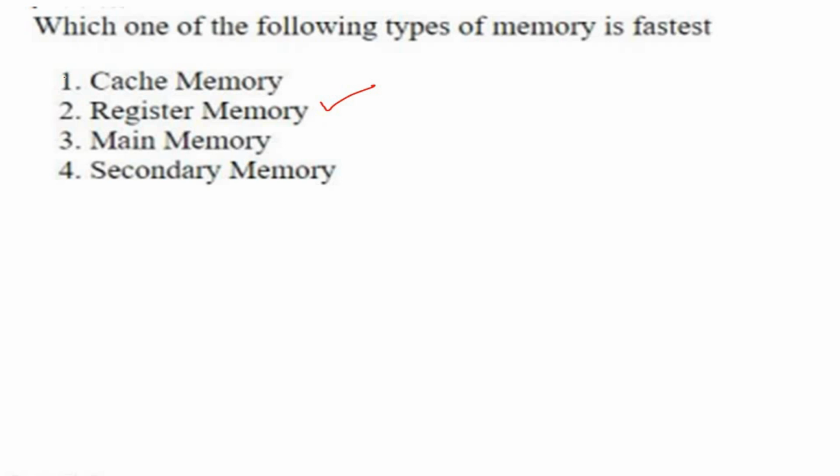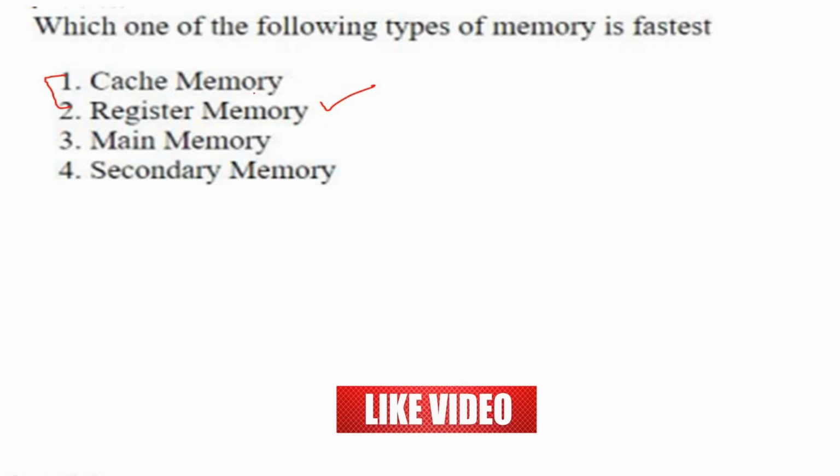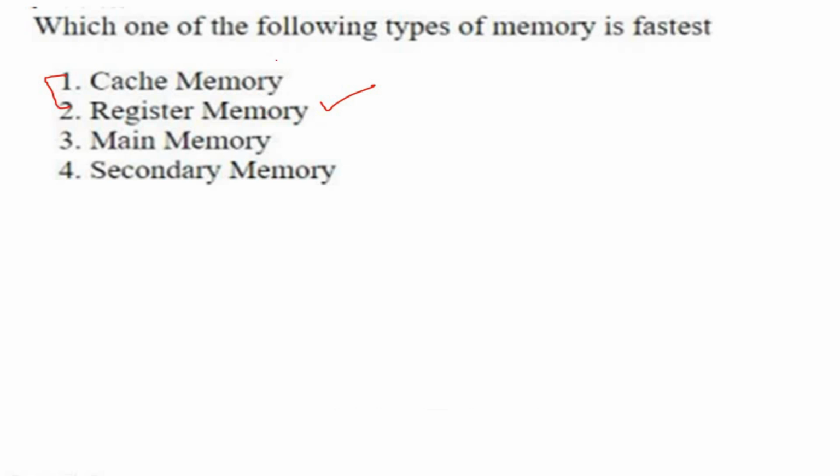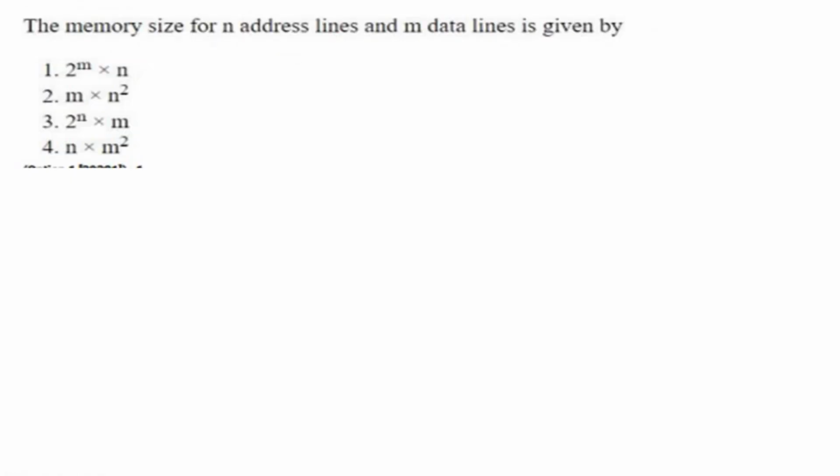Students sometimes get confused between cache and register. The cache is slightly slower than the registers, and the reason is that registers are built into the CPU itself, whereas the cache is located externally, if we talk about the structure of our computer system. So register memory resides within the CPU and the cache resides externally. This is the reason.